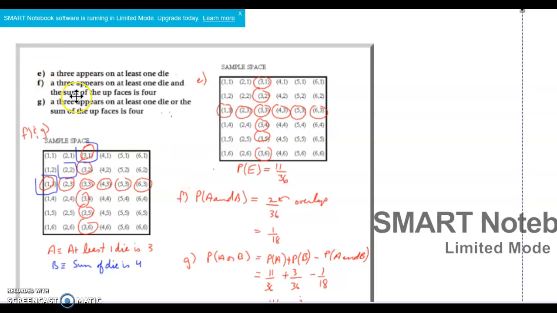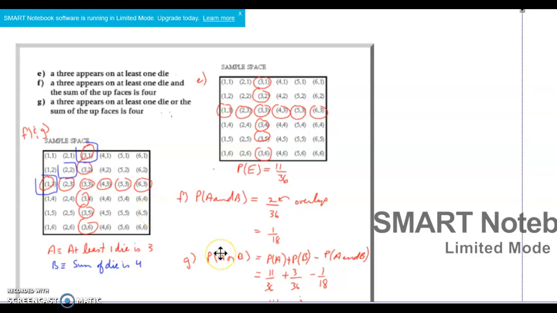And then in F, 3 appears on at least one die, and the sum is 4. So you look over here. Sorry, I'm over here now. 3 appears on at least one die is all the red guys. The blue guys are the sum is 4. And you just look at which ones have blue and red elements. Only this guy and this guy, 3 1 and 1 3. This is the question I meant to bring to your attention, is G.